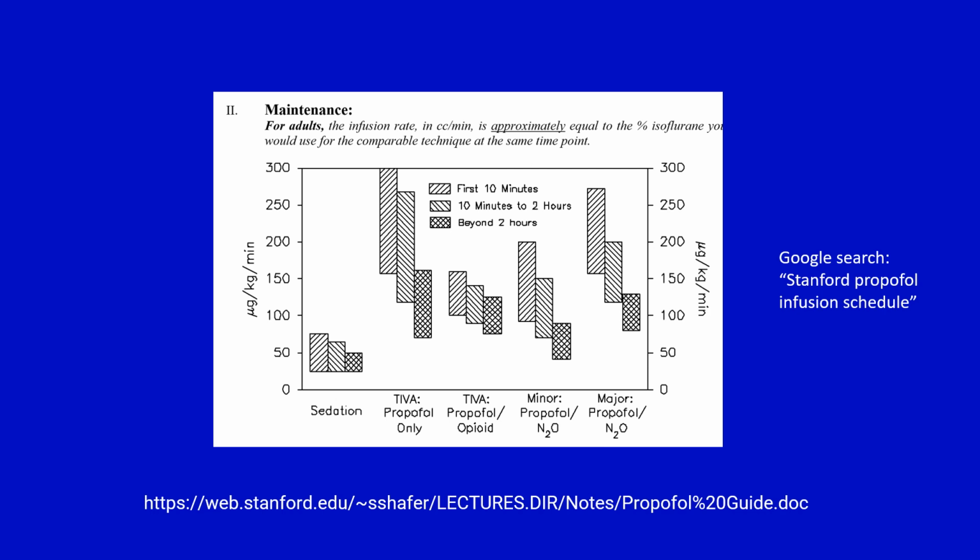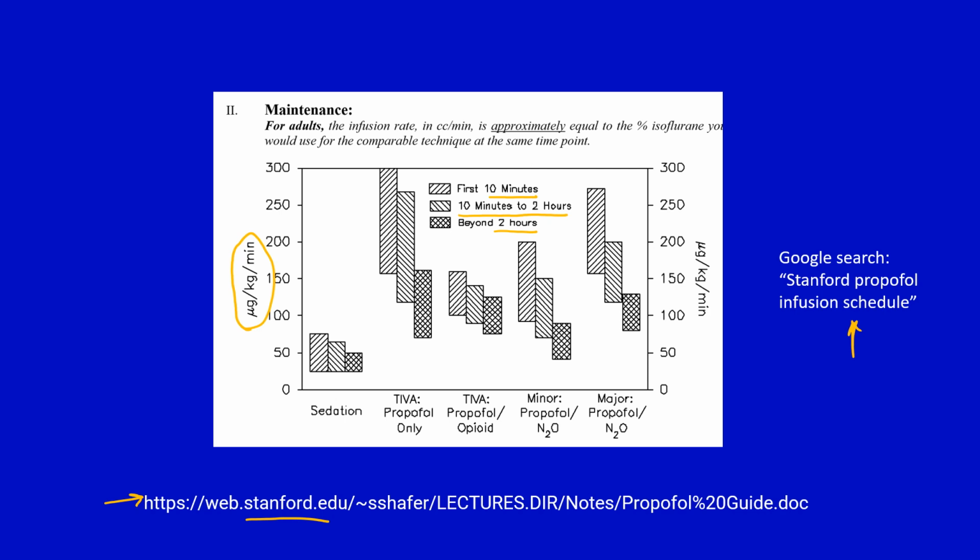Here's a screen grab from a document from Stanford on propofol dosing guidelines. As you can see, this graph shows you what your dosing range should be based on how many hours you've been infusing propofol. I find this particularly helpful when I don't have neuromonitoring on my side telling me when the patient becomes burst suppressed. I've included a link where you can find this document as well as what I Googled in order for you to come up with this document, and it is a Word document.